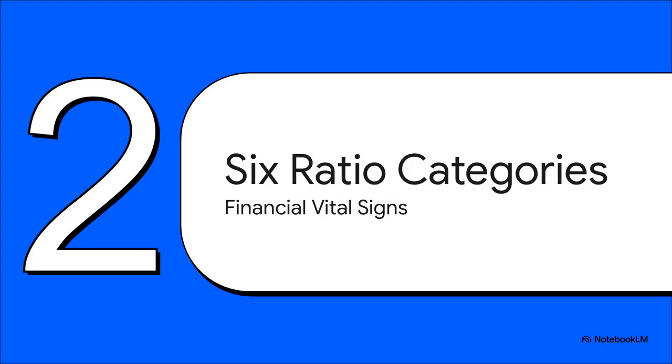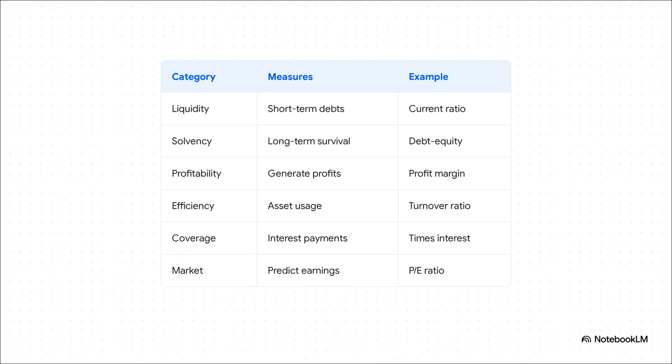Moving right along to section 2, the 6 ratio categories. These are literally your business's financial vital signs. So we can break all of these metrics down into 6 distinct buckets, and each one gives us a totally different angle on the business.